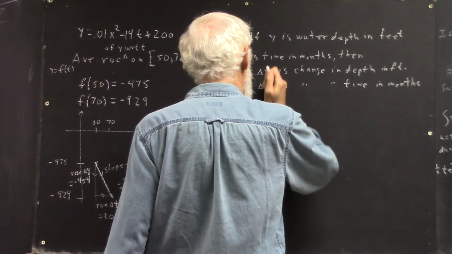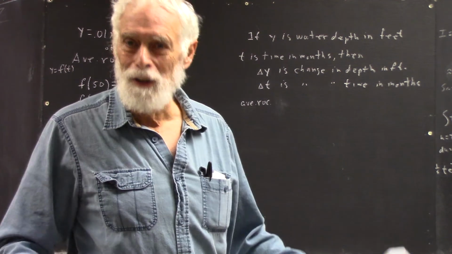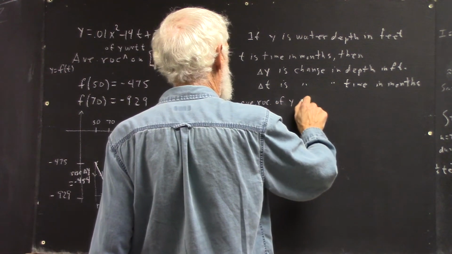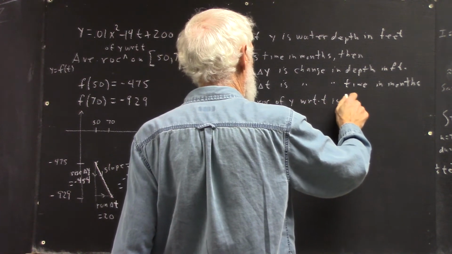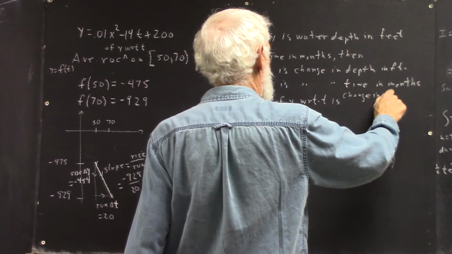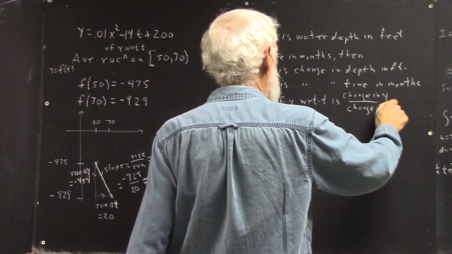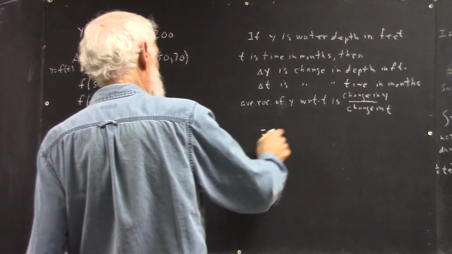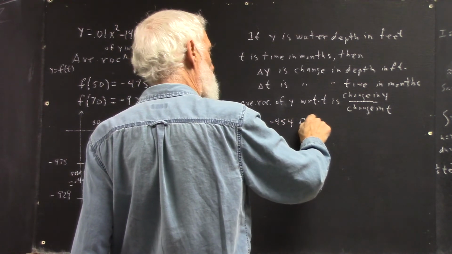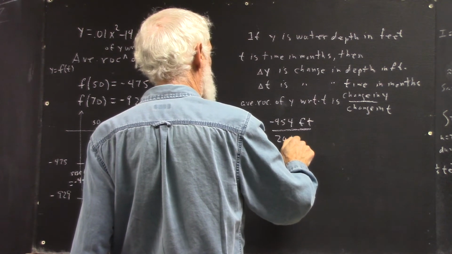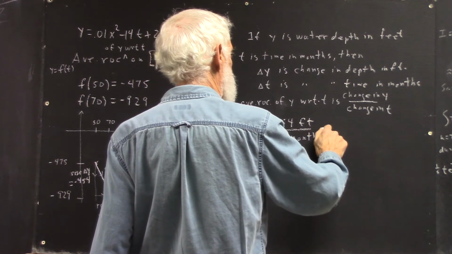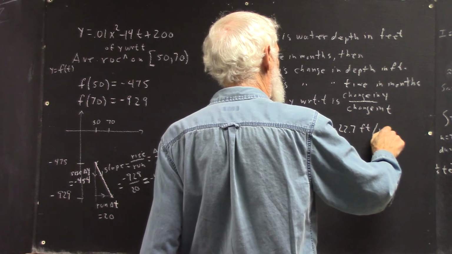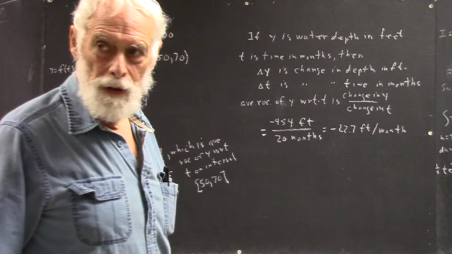I guess I'm going to write out all the words. I wanted to abbreviate because I've been using all the words all along, but since you all aren't using all the words consistently, I better write all the words. Average rate of change: that's negative 454 feet divided by 20 months. You can divide that out, you get negative 22.7 feet per month, a little less than a foot per day.